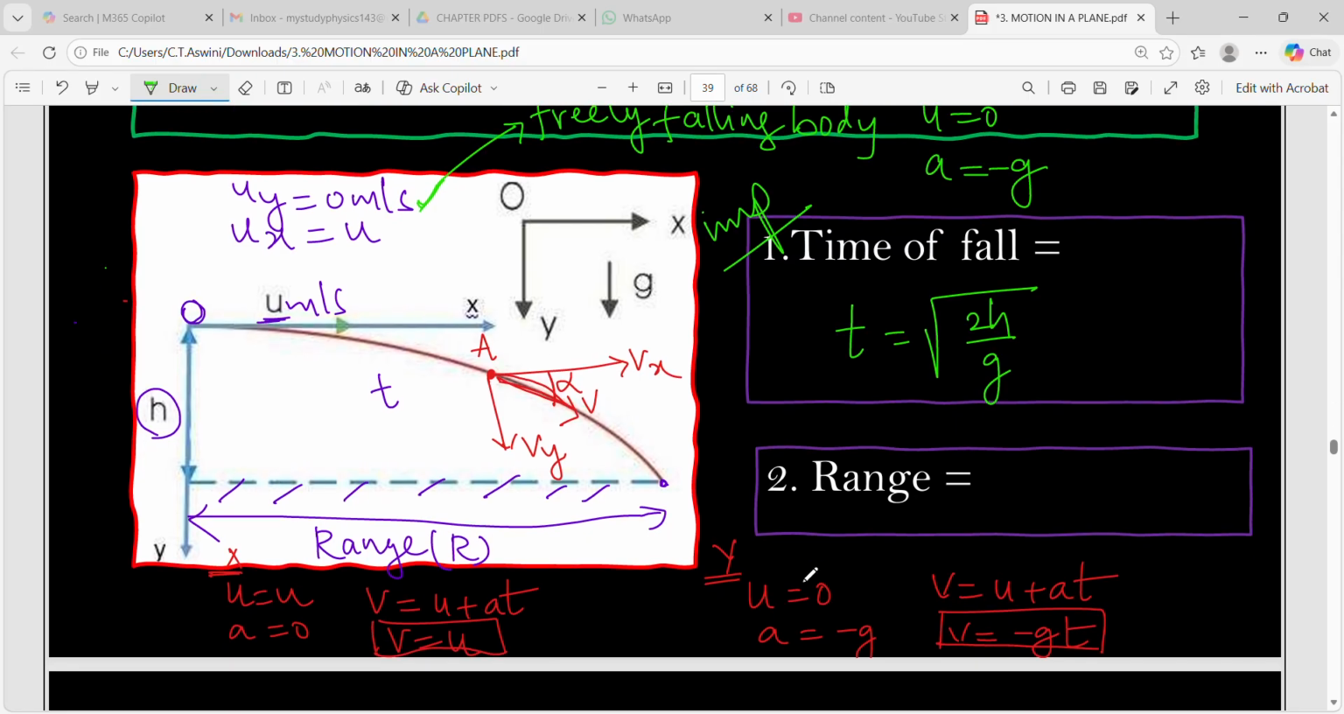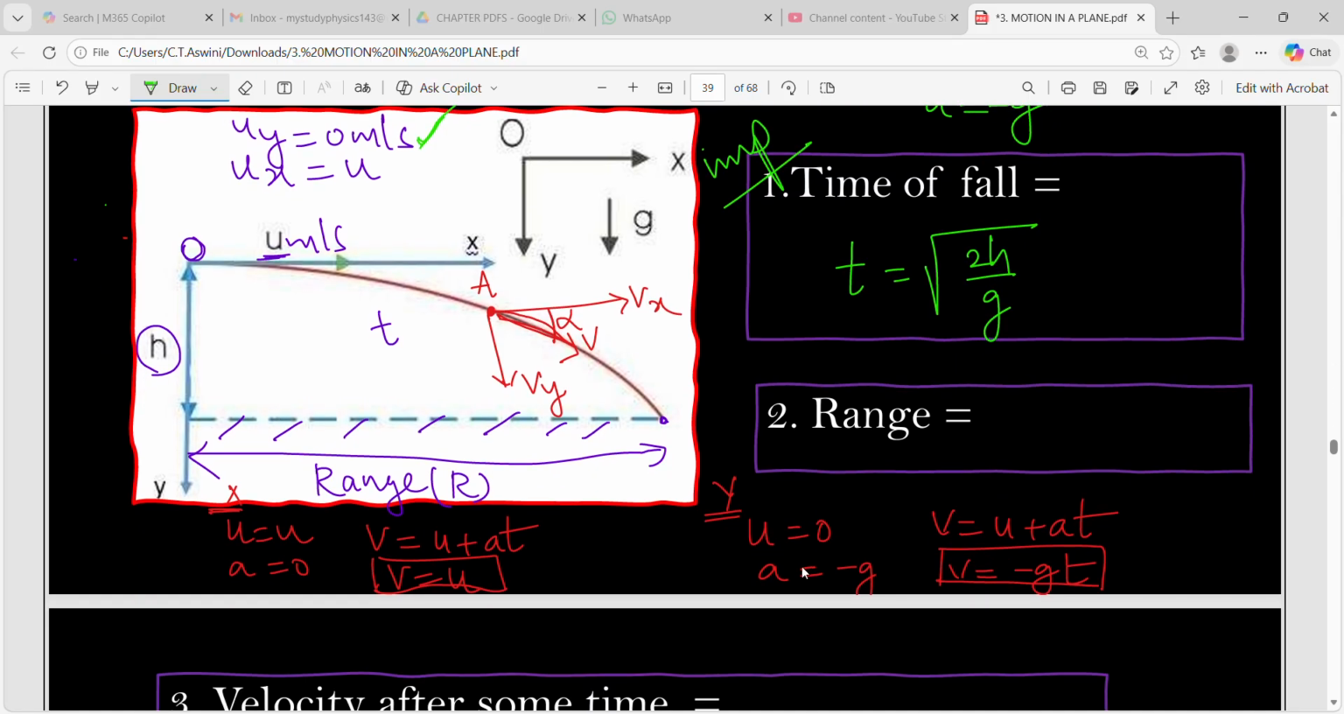What is the range here? Range is nothing but horizontal distance, right? What is the formula for distance traveled by a body? It is nothing but speed into time. What is the speed here? Nothing but the initial speed u. And what is the time? It is under root 2h by g. So what is the range now? u into square root of 2h by g.